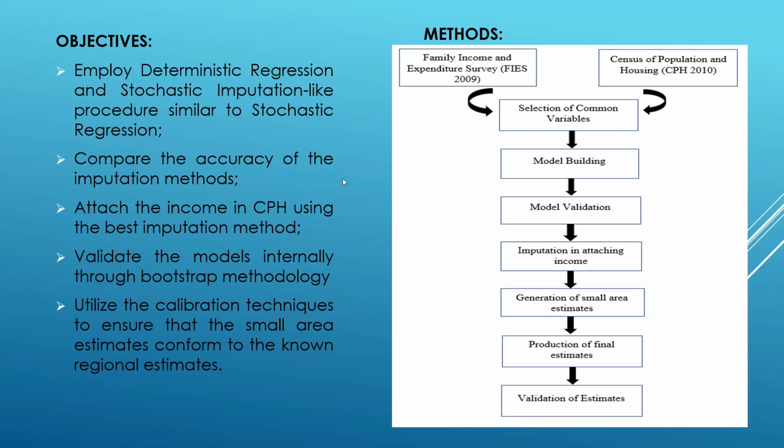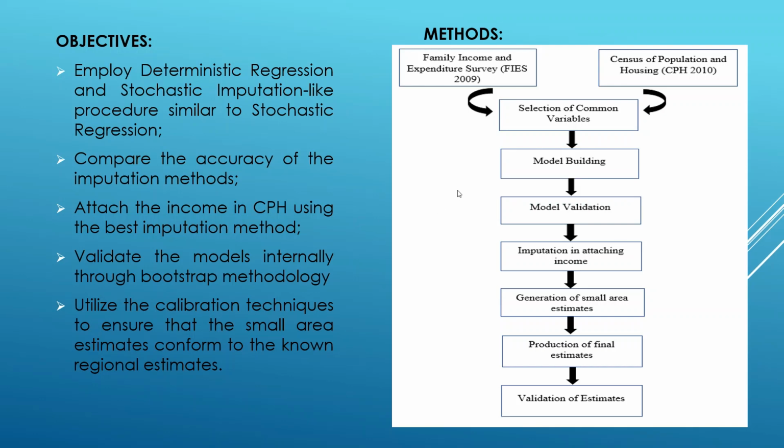For the objectives of the study, first is to employ deterministic regression and stochastic imputation-like procedures similar to stochastic regression. Second, to compare the accuracy of the imputation methods. Third, attach the income in CPH using the best imputation method, to validate the models internally through bootstrap methodology, and to utilize the calibration techniques to ensure that the small area estimates conform to the known regional estimates.